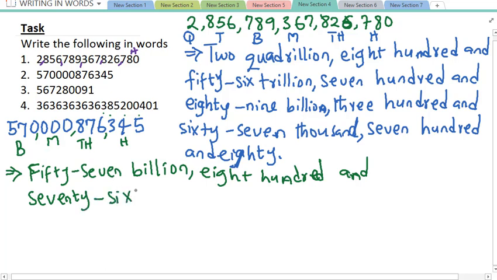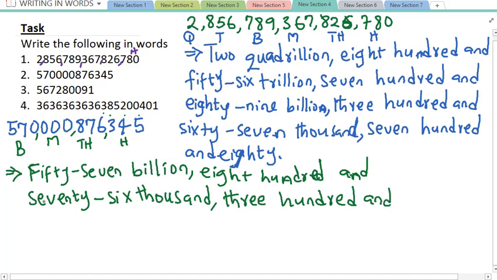76 in thousand. 76,000, because there was no million, so we just skipped million. Then we'll have 300 and 45.